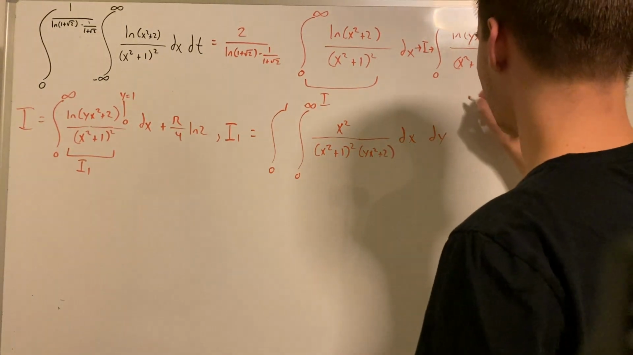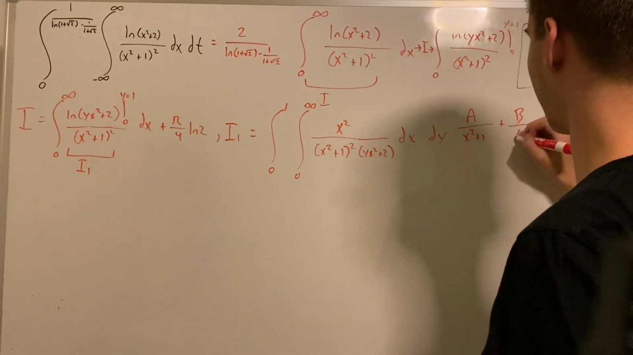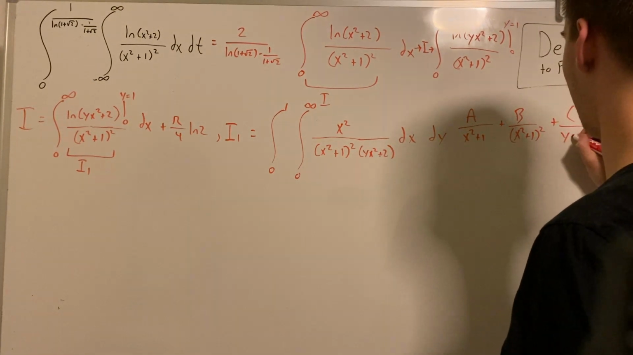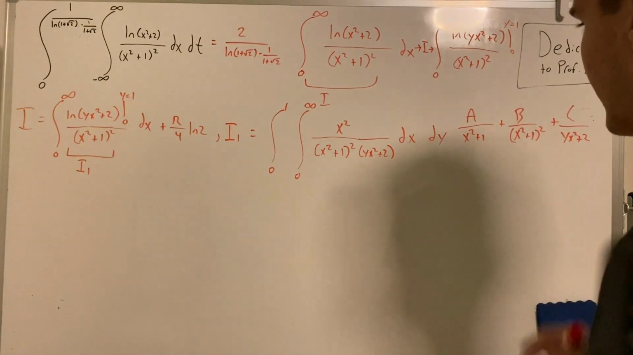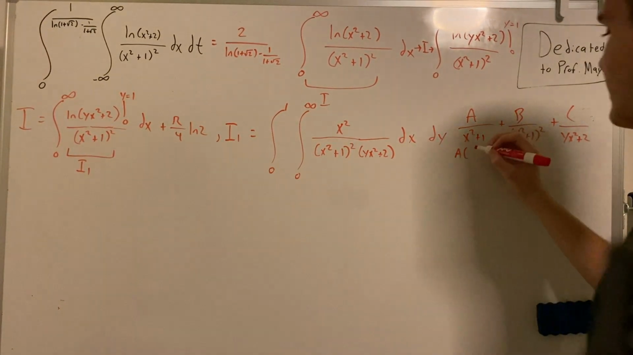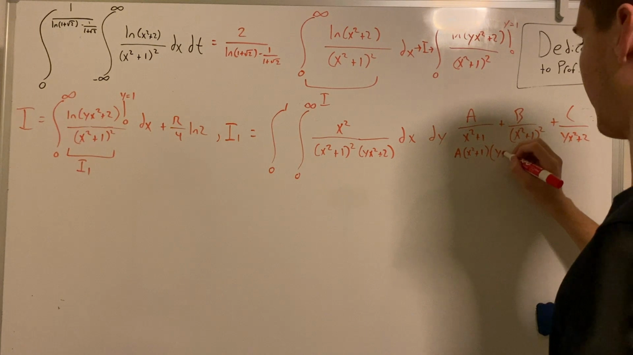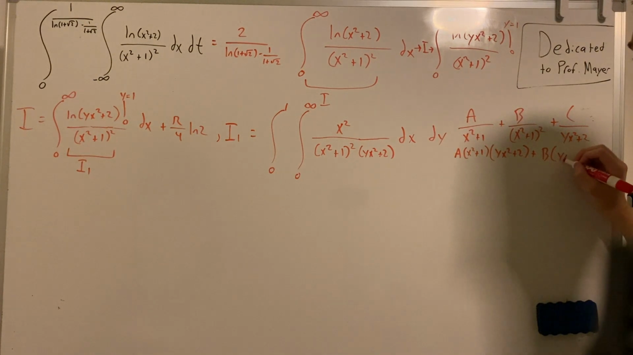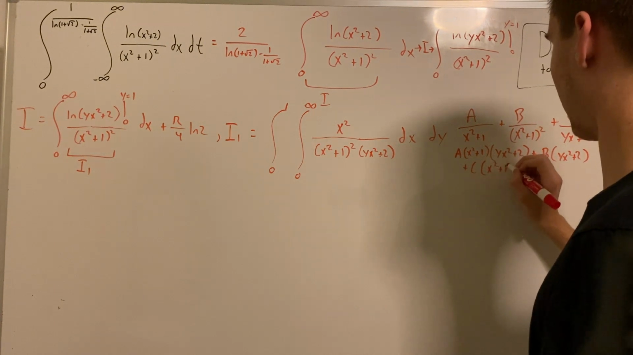So I'm going to define A over x squared plus 1, B over (x squared plus 1) squared, C over y x squared plus 2. Okay, great. Now, in order to get the common denominator, we have to multiply A. So what does A need to get to this denominator? It needs an x squared plus 1 and a y x squared plus 2. B just needs a y x squared plus 2. C needs an (x squared plus 1) quantity squared.